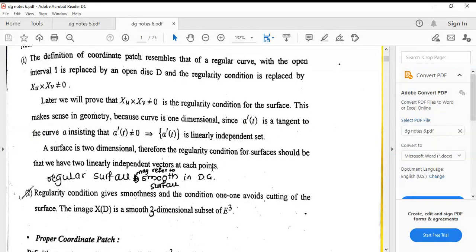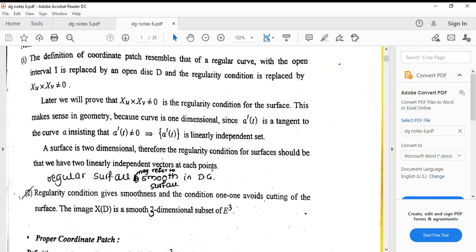What is the regularity condition? In the next lectures, we will study the regularity condition: Xu cross Xv not equal to 0. Initially, by the definition, x is said to be a regular map if the rank of the Jacobian matrix is equal to the dimension of the domain. Rank of Jacobian matrix should be equal to the dimension of the domain.